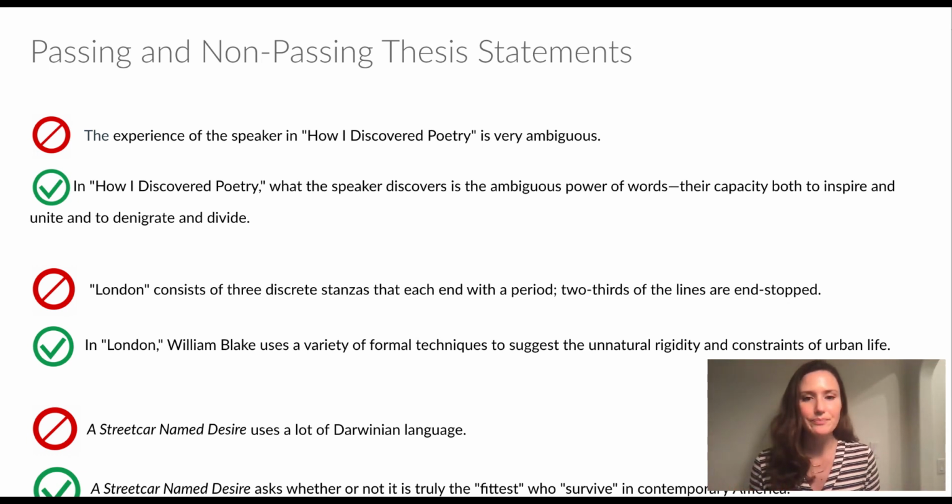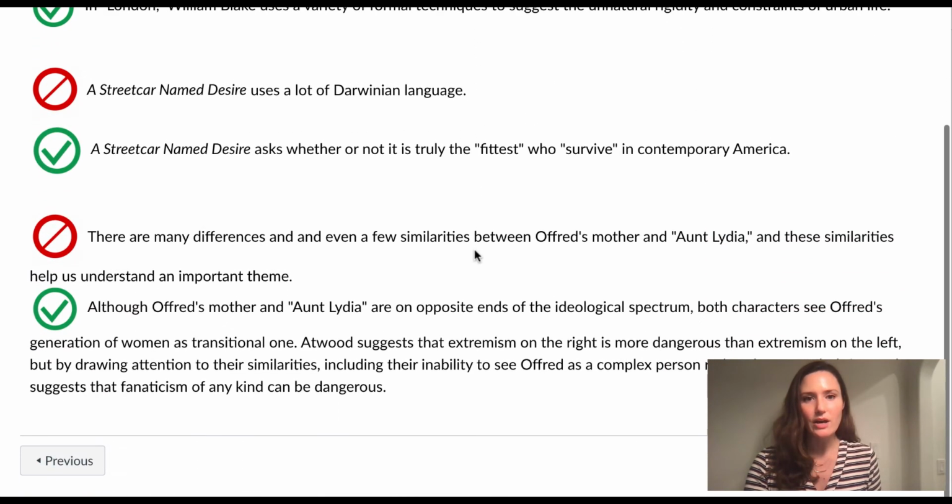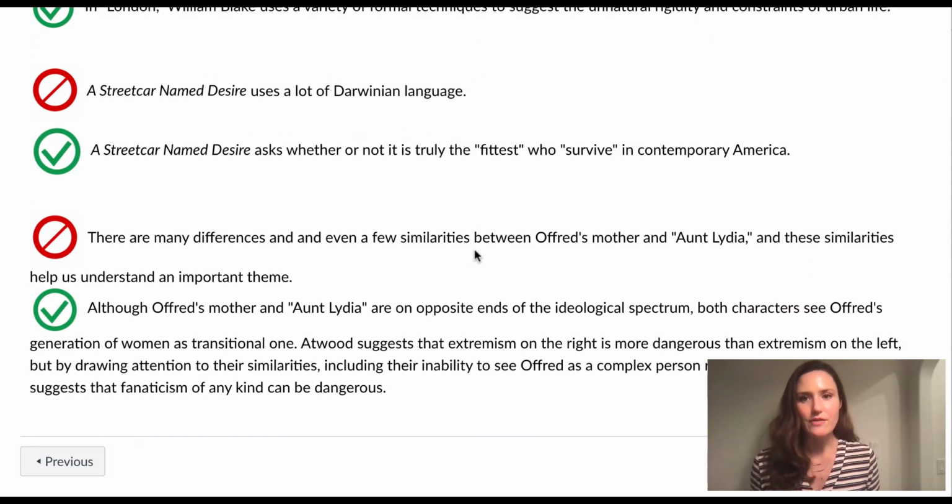That's a good thing. A Streetcar Named Desire uses a lot of Darwinian language. That's also an insightful observation, right? Not everyone would notice that about the play. But the problem is it's not that debatable, and it doesn't include the how or the why or the so what. It's just kind of a what answer to a what question.